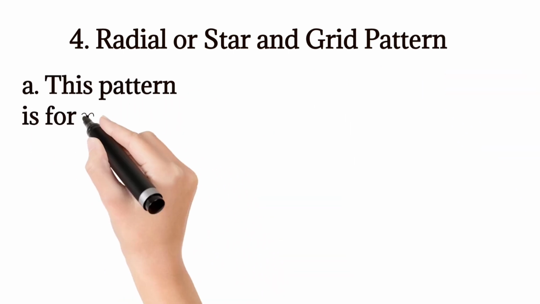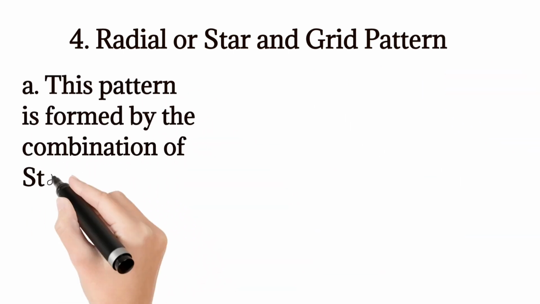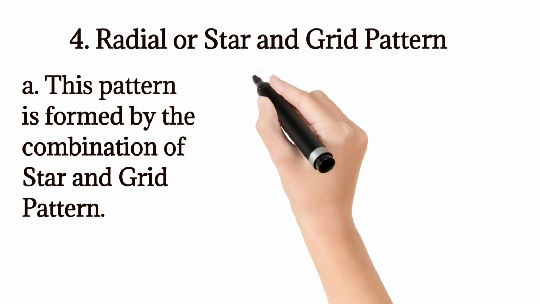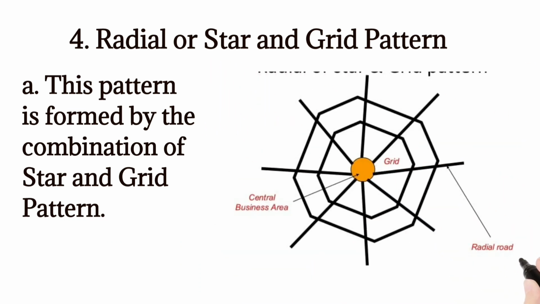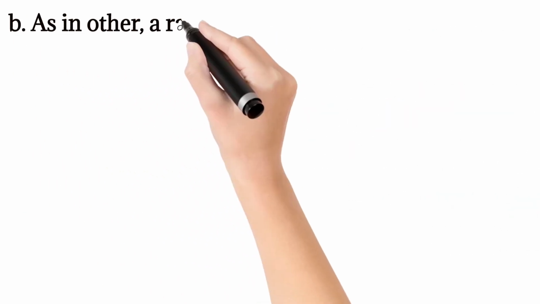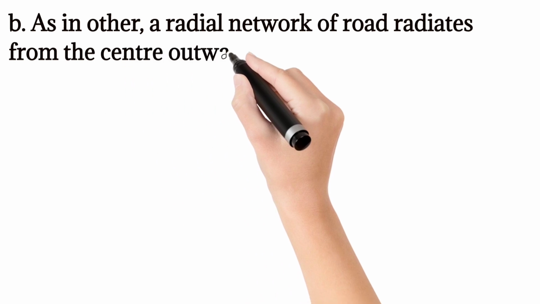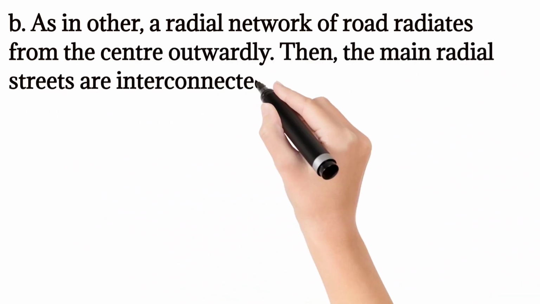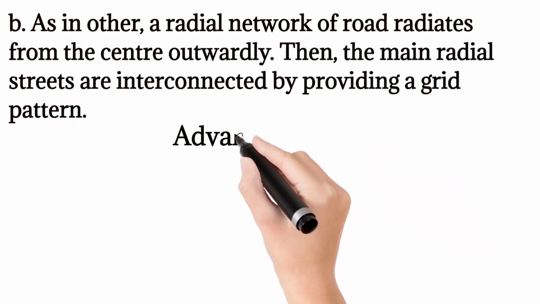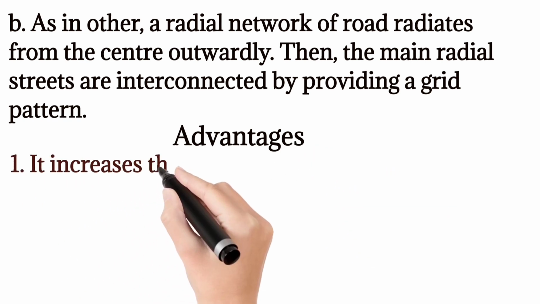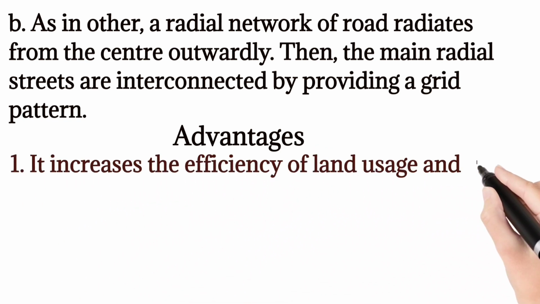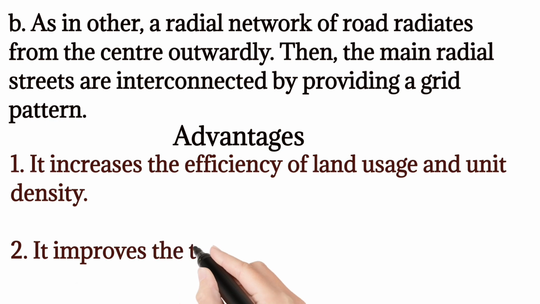Next road pattern is radial or star and grid pattern. This pattern is formed by a combination of star and grid pattern. As in the other, a radial network of roads radiates from the center outwardly, then the main radial streets are interconnected by providing a grid pattern.